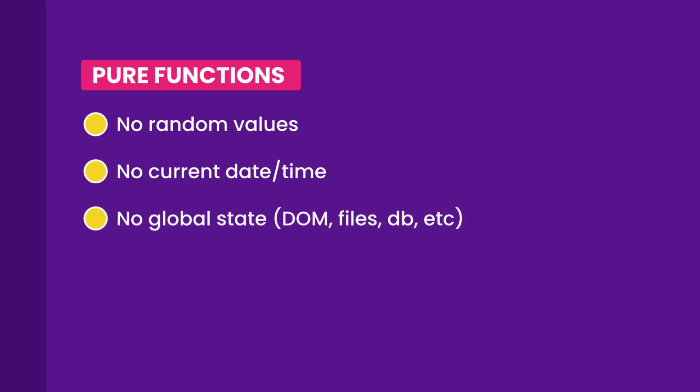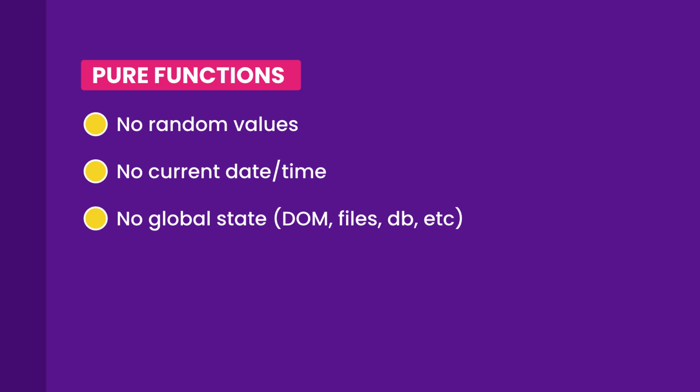We cannot read or change global state like DOM elements, files, databases, and so on. Because if we rely on global state or change it, this can affect the result of our pure functions. Now you might say, but Mosh, how are we going to update our DOM elements or our database? Well, in practice, not everything has to be pure, at least when practicing functional programming with JavaScript.